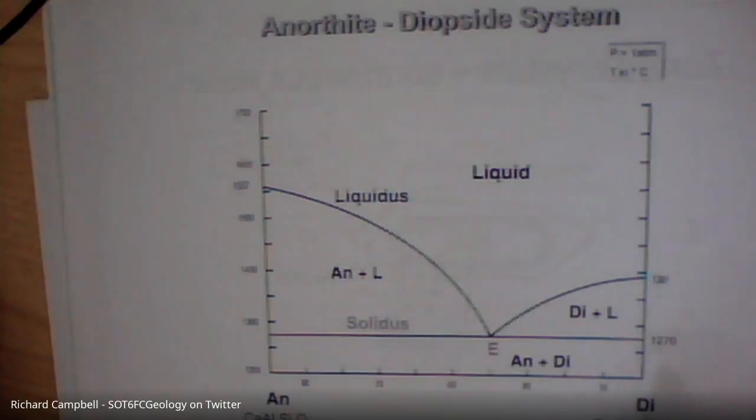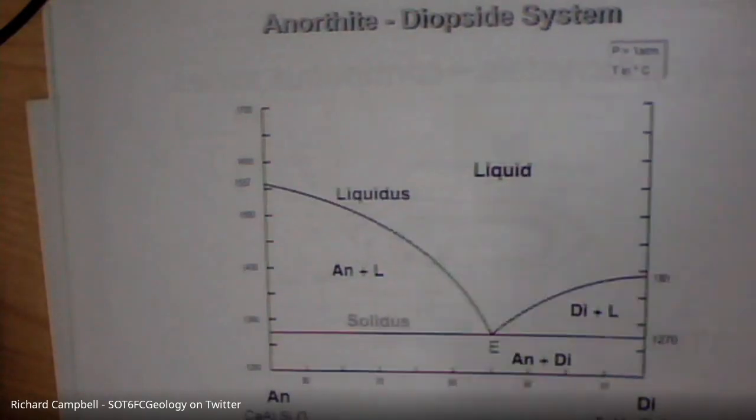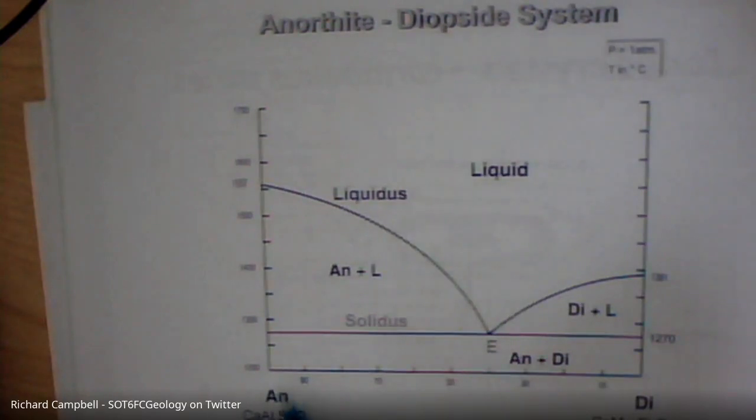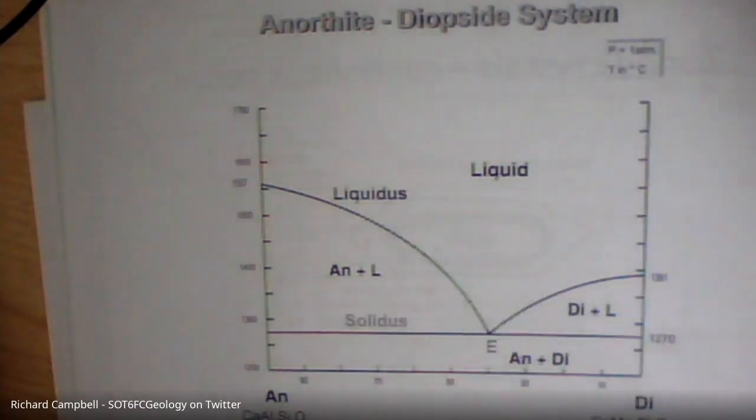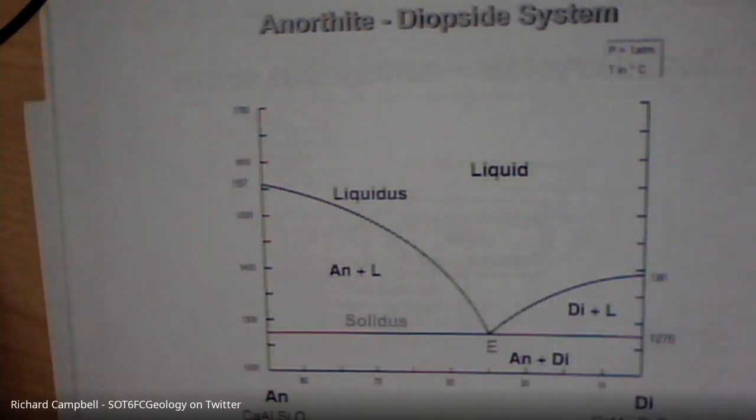Okay, so we're looking at the calcium-rich plagioclase feldspar called anorthite. So that's on this side. And we've also got the pyroxene mineral diopside. So we're looking at a calcium-rich plagioclase feldspar and a pyroxene. So we're actually looking at something that's fairly high up on Bowen's reaction series.